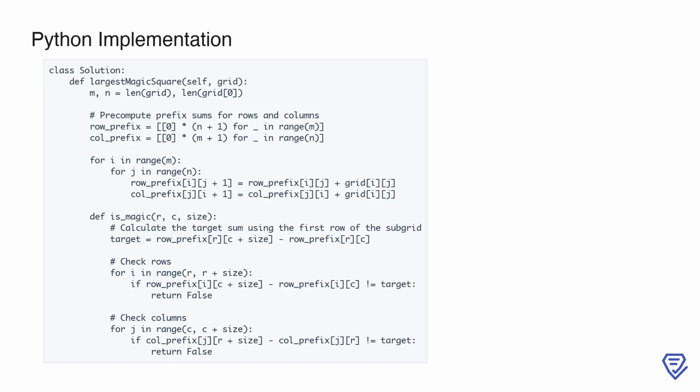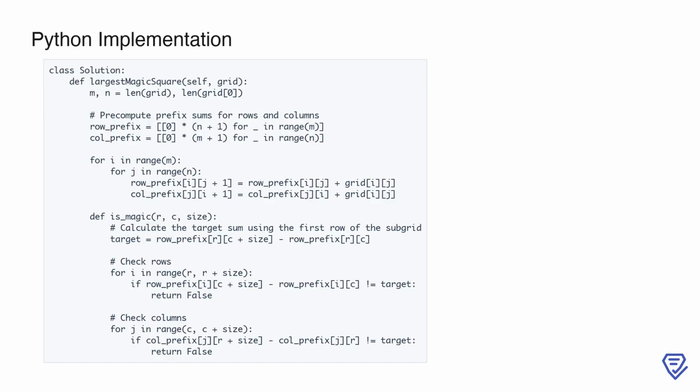After the setup, we define the helper function is_magic, which will be used to determine whether a specific subgrid forms a magic square. The function starts by calculating the target sum, which is derived from the sum of the first row in the subgrid. This target will be used to validate all rows, columns, and diagonals of the subgrid.